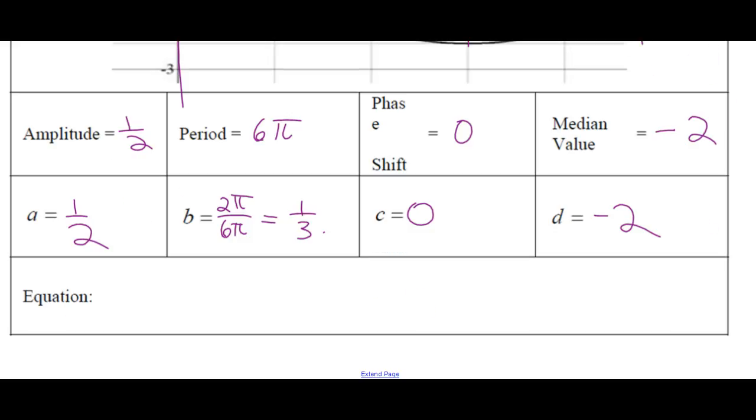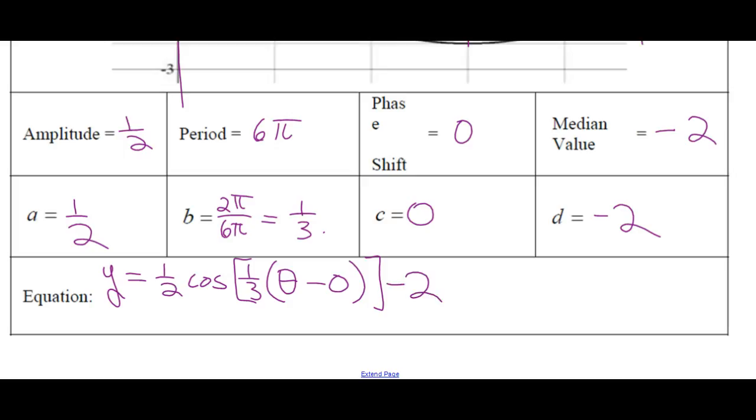Now, it's a theta. So y is equal to 1/2 cos, square bracket, 1/3 theta minus 0. We're in radians, so I'm not going to put a degree on there. Minus 2. Now that's filling in the A, B, C, D.